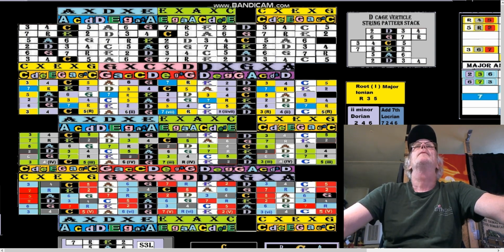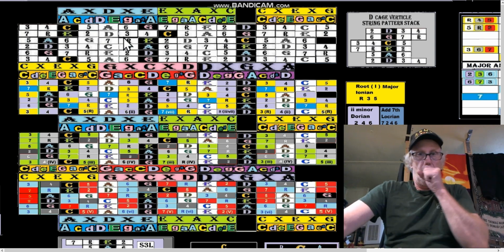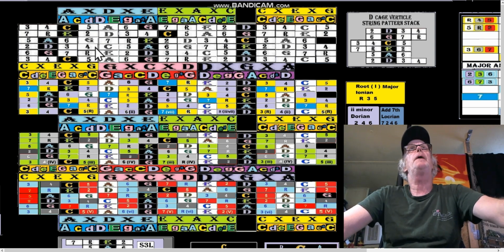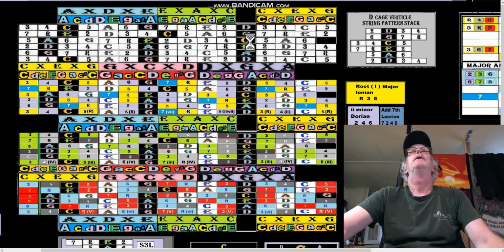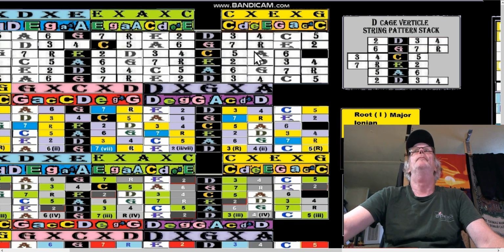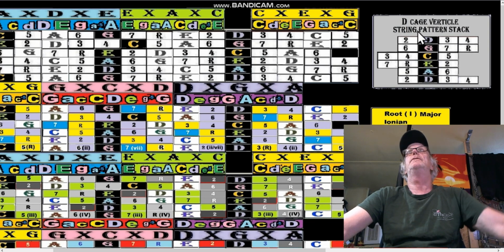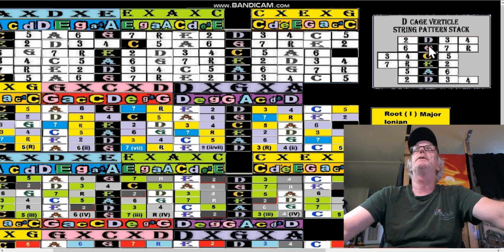So up top there's the String Shape Fretboard, okay, numero uno. The D vertical string shape up here is just, that is the D shape, and here is the D shape.